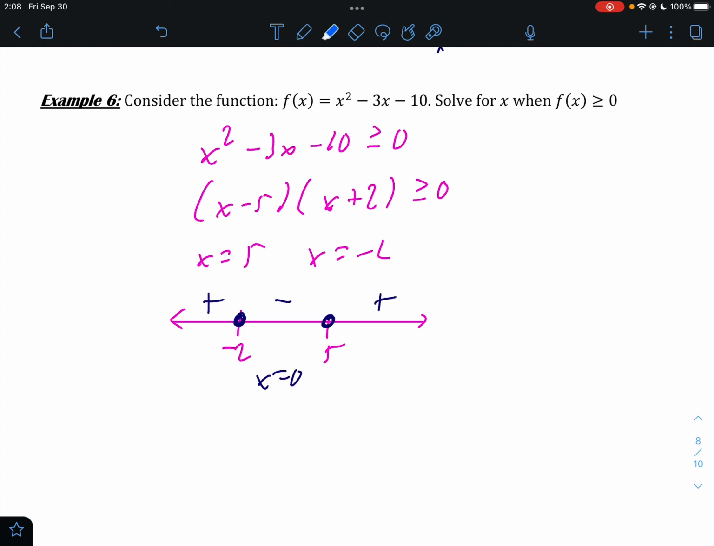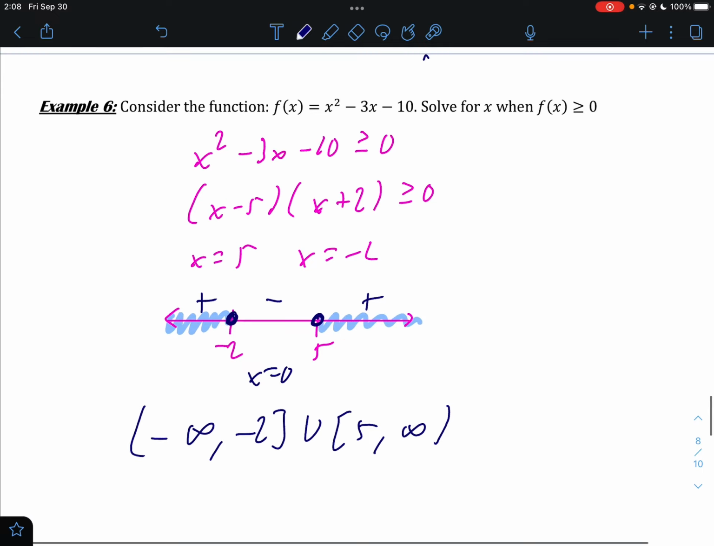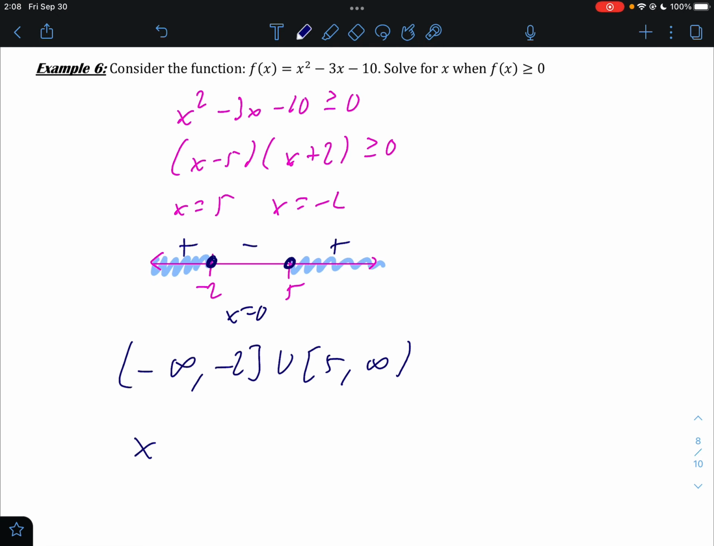And we want our answer to be greater than or equal to 0. So my final answer is -infinity to -2 inclusive, and then 5 inclusive to infinity. Or x is less than or equal to -2, or x is greater than or equal to 5.